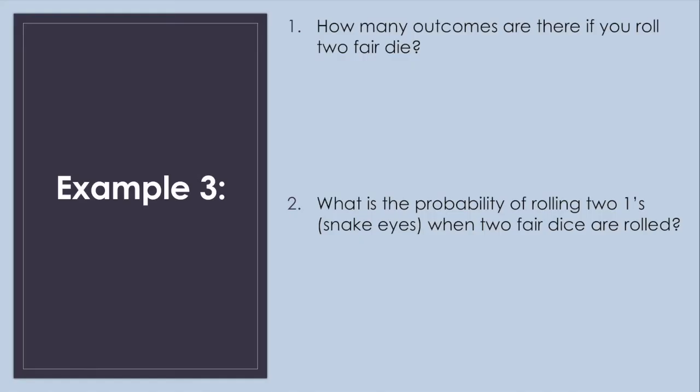So how many outcomes are there if you roll 2 fair dice? Well, when I roll 1 die, there are 6 possible outcomes. If I roll another die, there are 6 possible outcomes. So if I roll 2 dice, there are 36 possible outcomes. Next, what's the probability of rolling 2 ones when 2 fair dice are rolled? Well, if I'm rolling 2 dice, there's only one way to roll 2 ones. Each of those dice would have to roll a 1. So that's 1 out of 36.